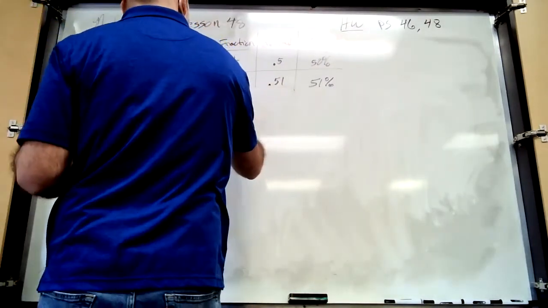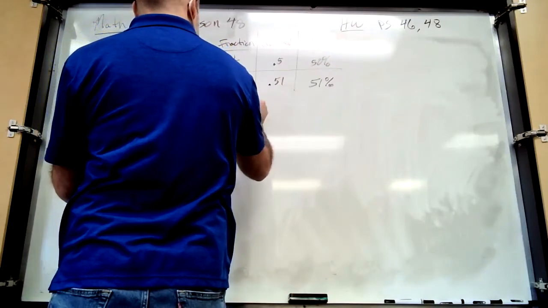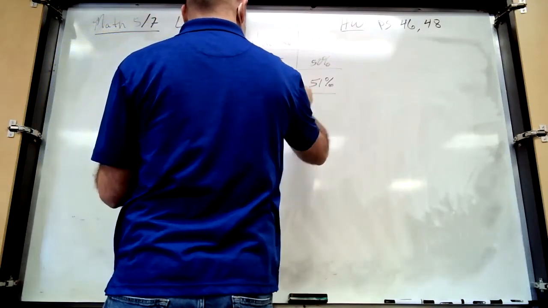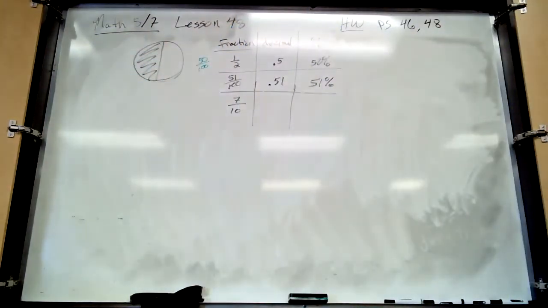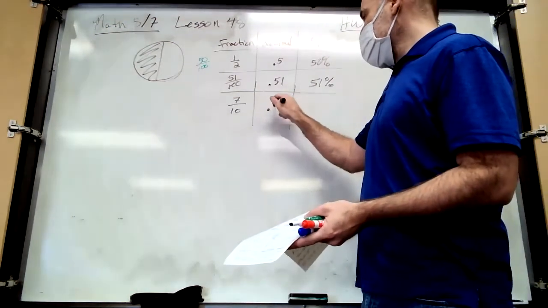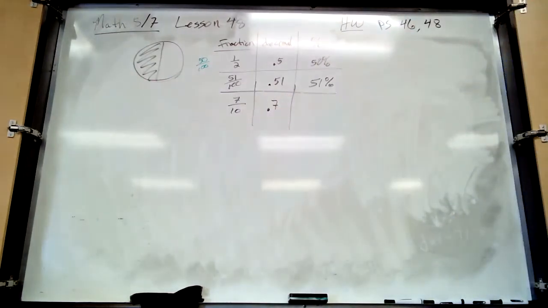So let's try 7/10. I'm going to write this as a decimal and a percent. Well, first of all, just say it out loud. How do you write 7/10 as a decimal? Grady? 0.7. 0.7, right? Place value, 7 in the tenths place, 7/10, right?